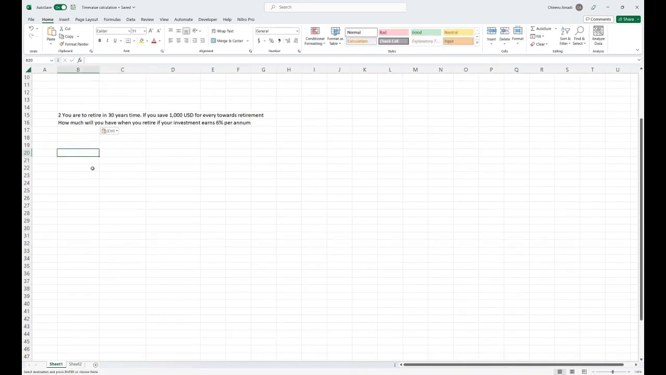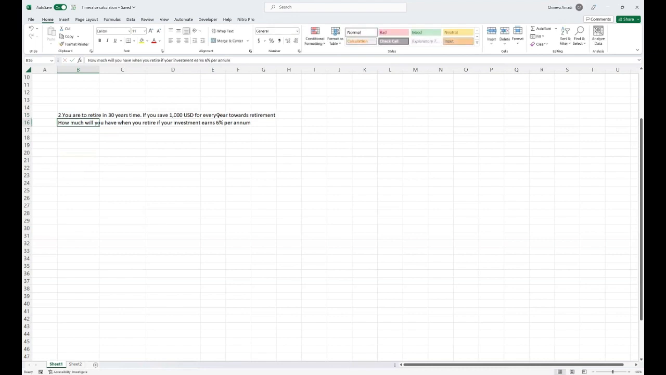But which is clearly not the case. Let's look at the second question. Now, this is a retirement question. It says that you're expected to retire in 30 years. If you save $1,000 every year towards retirement, how much money will you have when you retire if your investment earns 6% per annum?